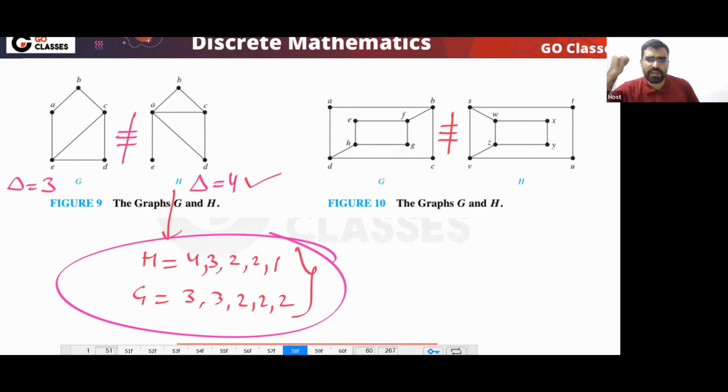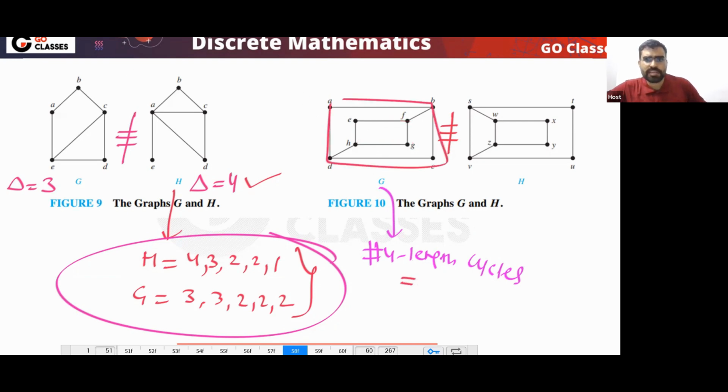4-length cycles. Let's find out how many 4-length cycles we have here. In this G, how many 4-length cycles are there? If you notice, this is 4-length cycle 1, and this is another 4-length cycle 2. Is there any other 4-length cycle? In this G, we have only two 4-length cycles. See, this is a 4-length cycle, and this is a 4-length cycle. There is no other.